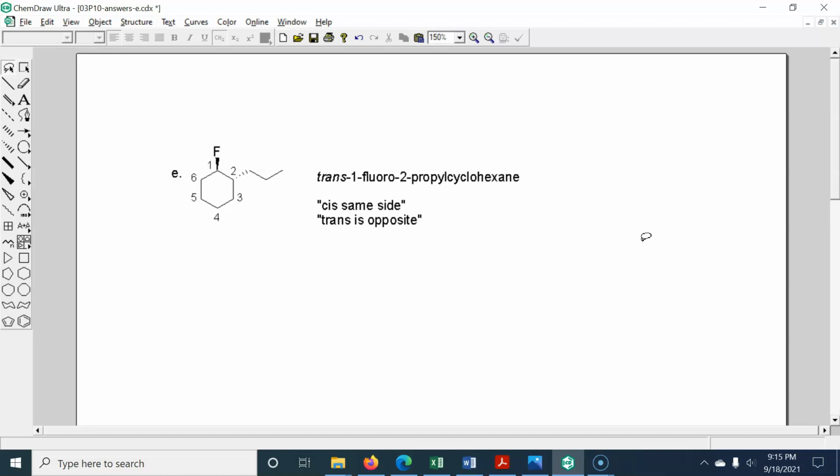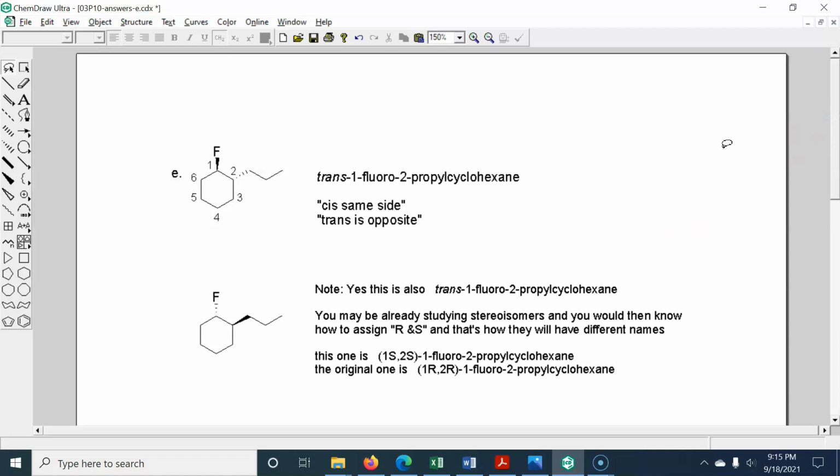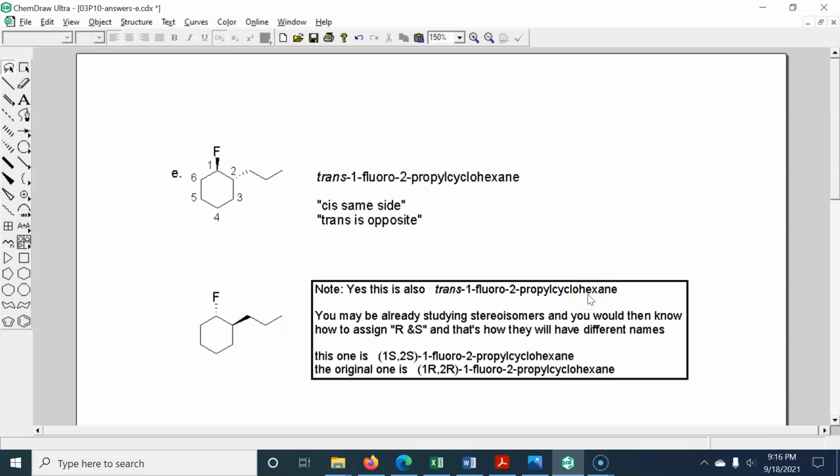But there's a twist. Let me show you that. What's the twist? Look at this second molecule here. One's dash, fluorine, one's wedge, propyl. So that also is trans-1-fluoro-2-propyl cyclohexane.